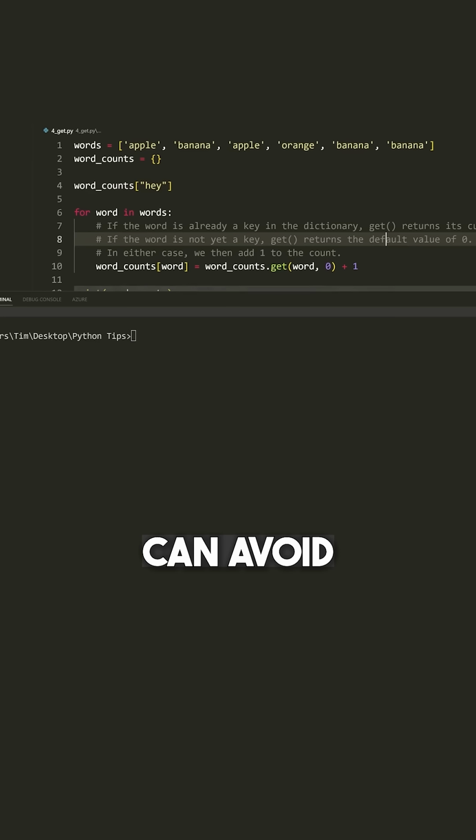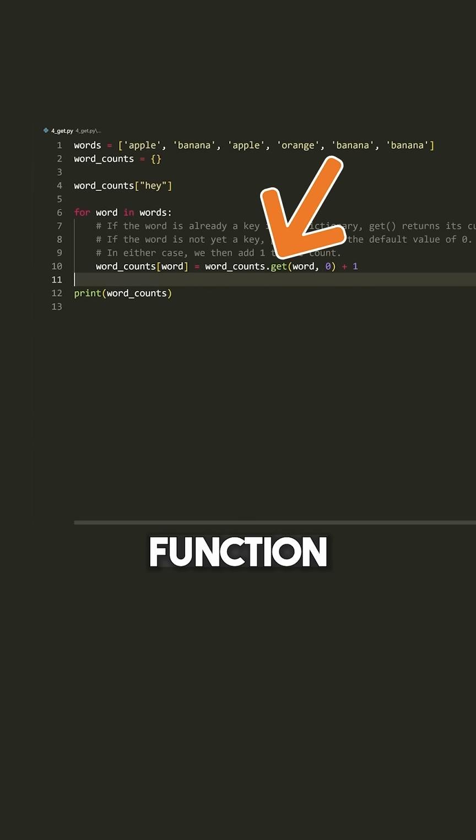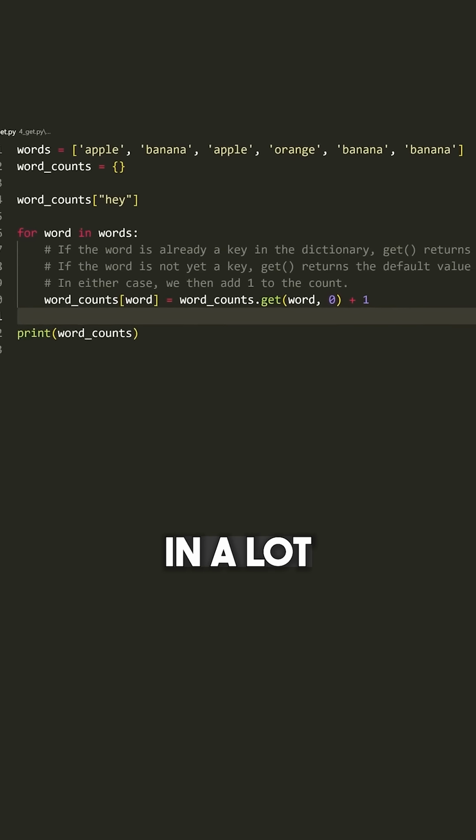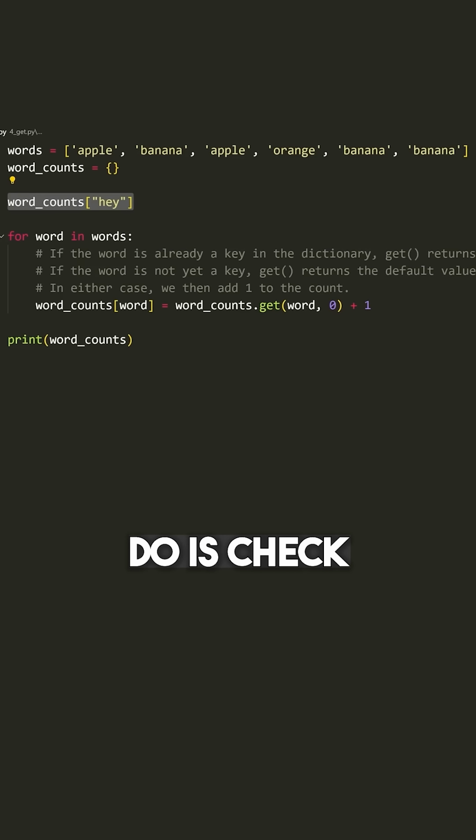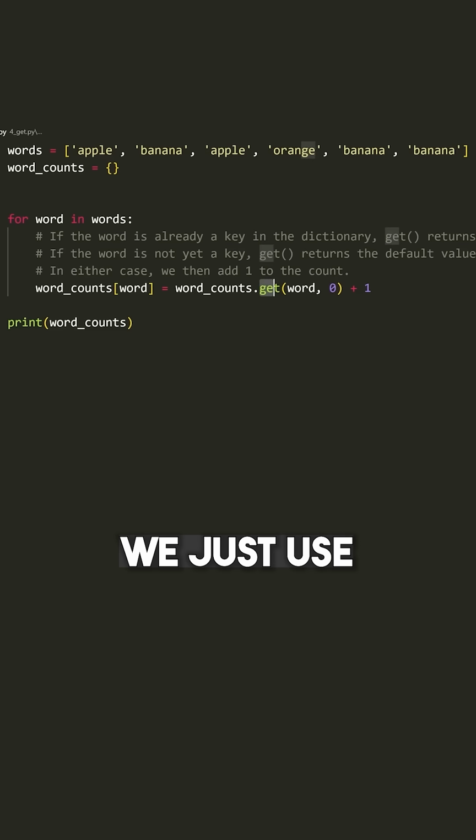Now, the way that we can avoid getting that error is by using the .get function and providing a default value. In a lot of instances, what people will do is check if a key exists inside of a dictionary before attempting to access it to make sure they avoid the key error. However, what we can do is something like this, where we just use .get.